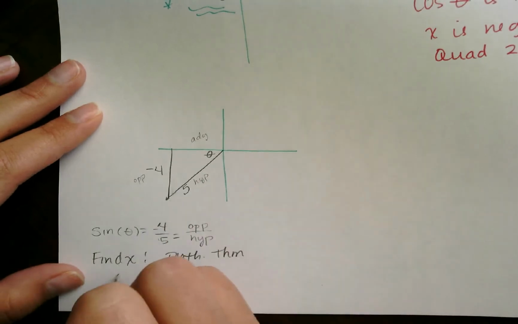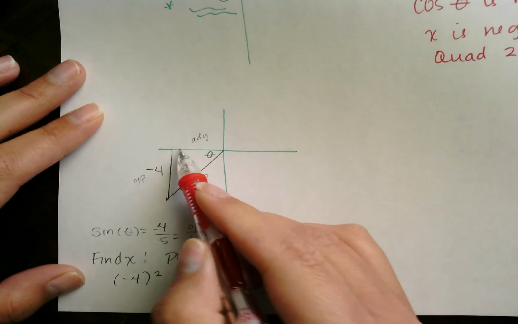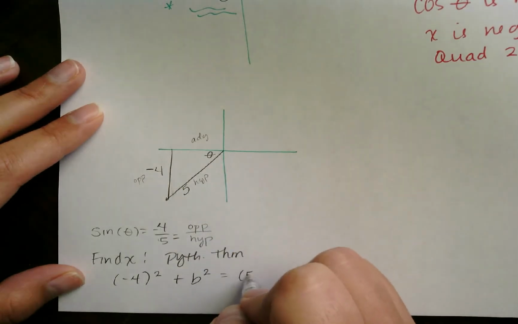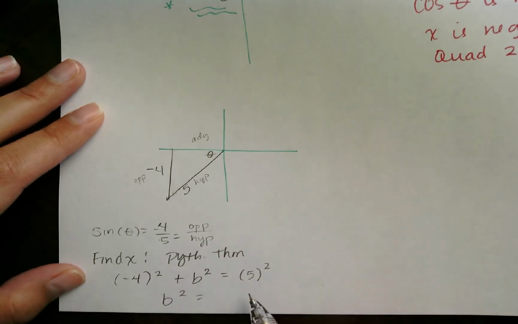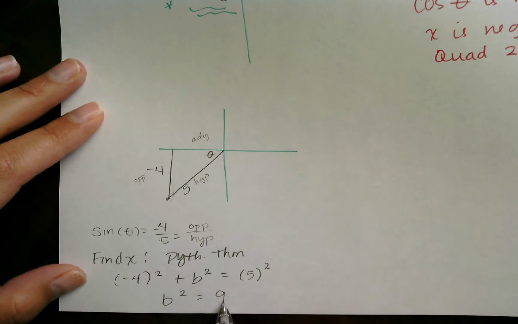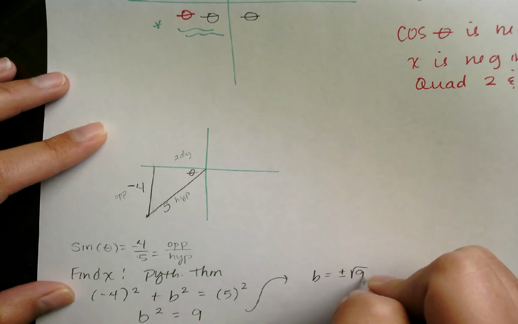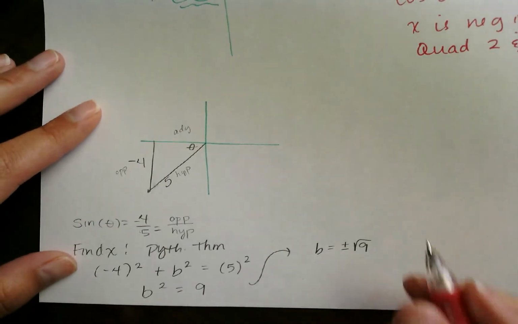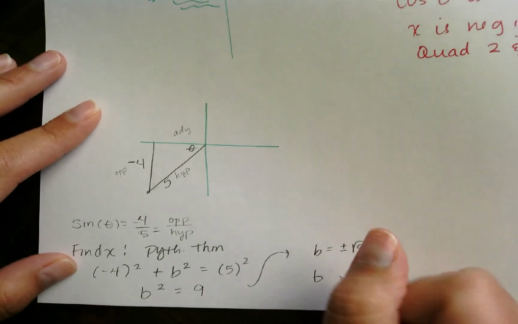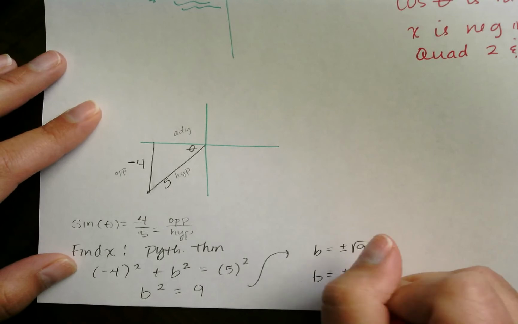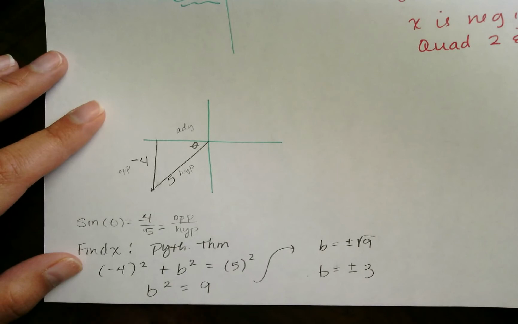Alright, so I have negative 4 squared plus b squared, right? Because that's the x value, it's the other leg, equals 5 squared. So b squared equals 25 minus 16 is 9. b equals plus or minus the square root of 9, right? When you square root both sides, b equals plus or minus, simplify that. You always have to simplify, even if it's partially simplifying your root. b equals plus or minus square root of 3.